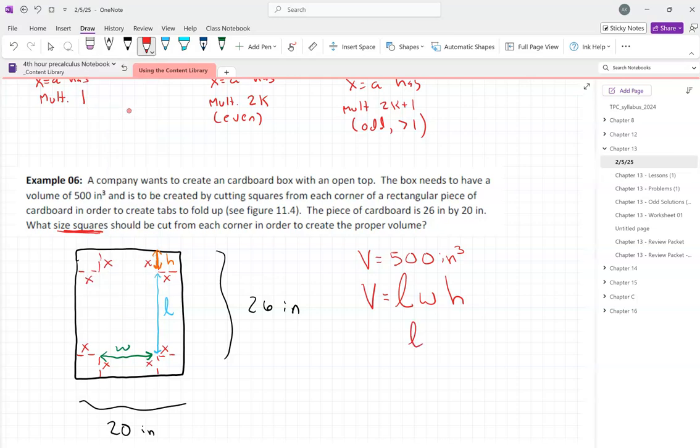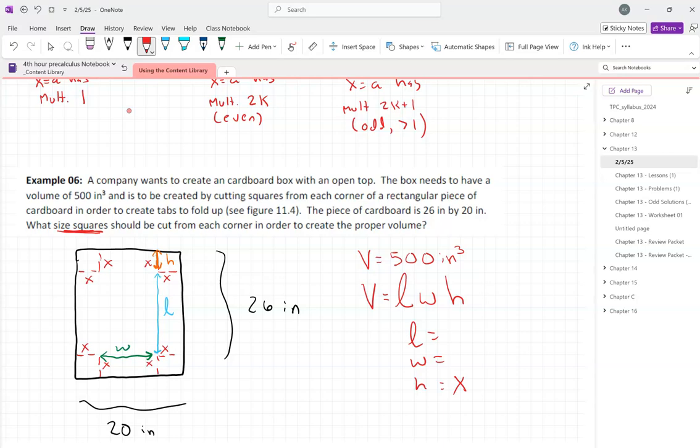What I want to do now, since I want to solve for x, is rewrite the length, width, and height in terms of x's. One of them is super easy. Which one is the easy one to write in terms of x? Guys, it's the height. What is the height in terms of x? It's just x, right? Because it's just the side length of the square, which we said was x. That's great. Piece of cake.